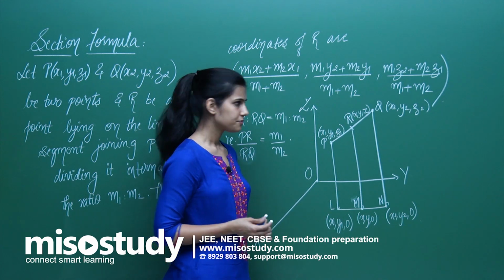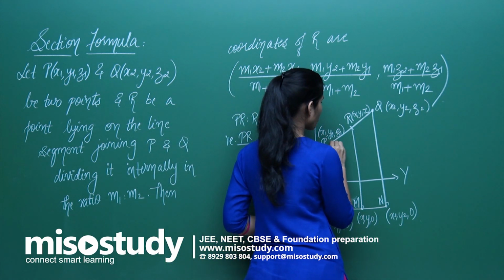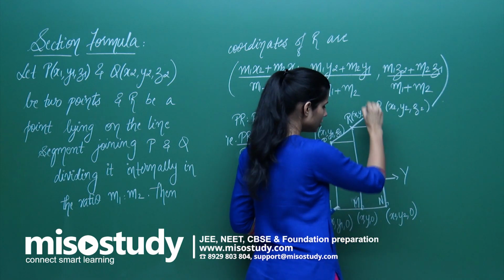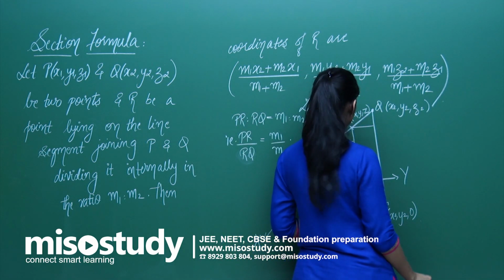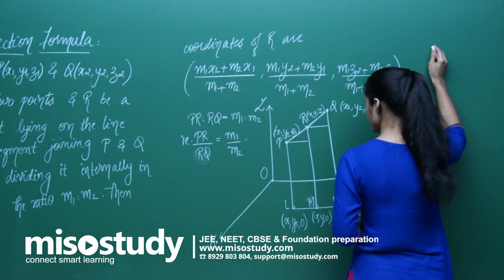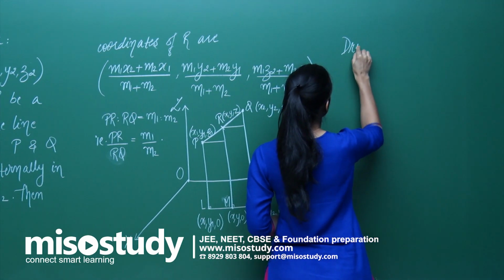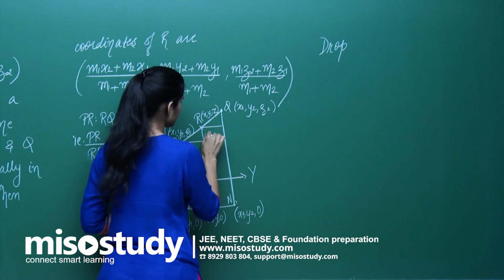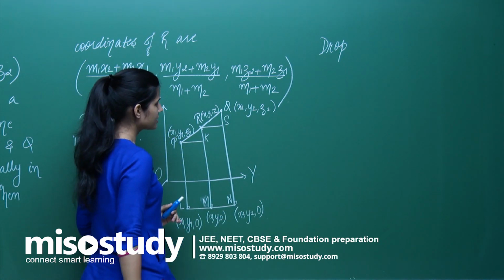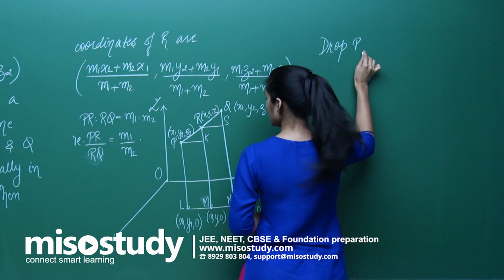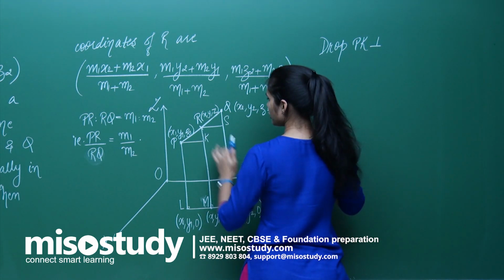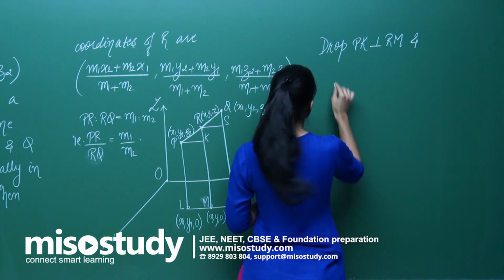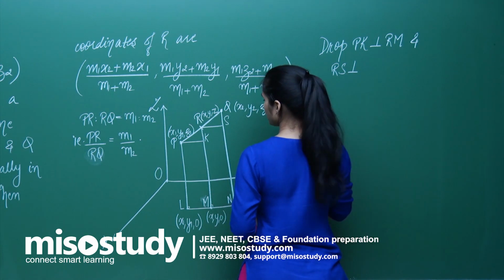Now what you do? Drop a perpendicular from P to RM and drop a perpendicular from R to QN. This is a very important step. Let me say this is K and this is S. So I am saying drop PK perpendicular to RM and RS perpendicular to QN.